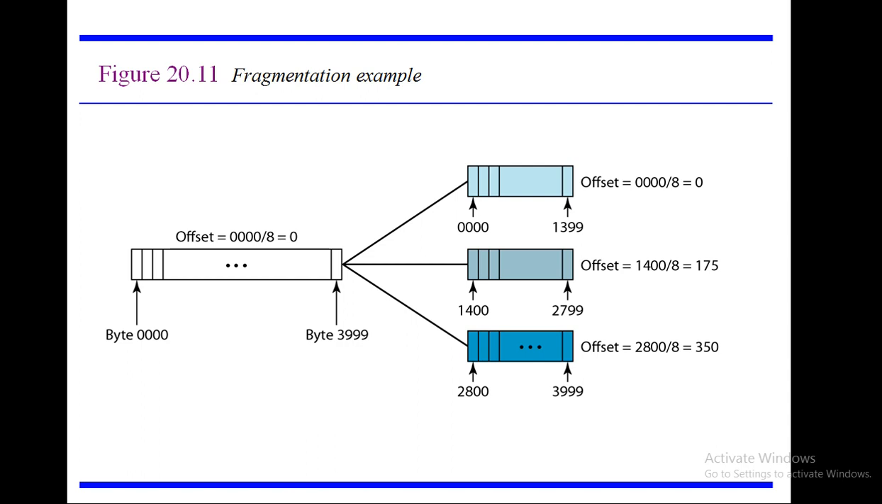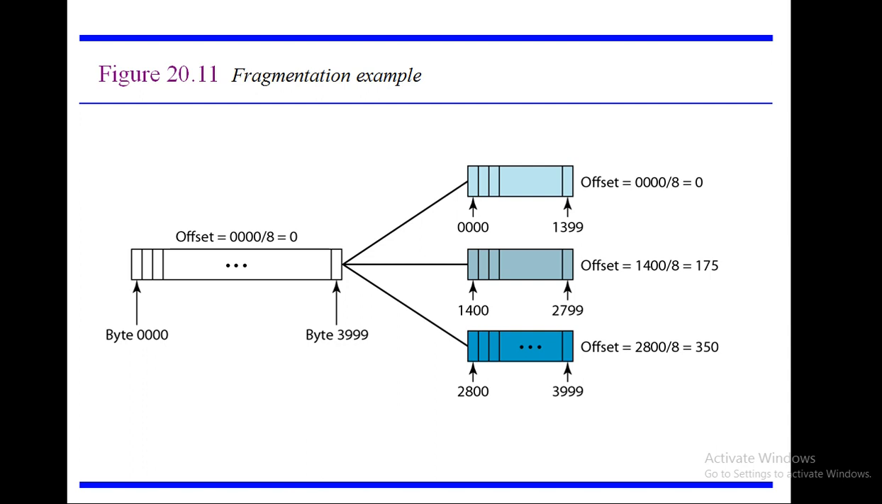Just an example. Now we have to calculate the offset. Now how to calculate the offset? It's very simple. Consider the first one. The first fragment starts from 0, divided by 8. So 0 divided by anything is obviously 0. So the offset of the first fragment will be 0. So the second fragment starts from 1400.